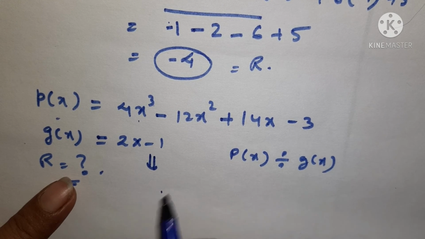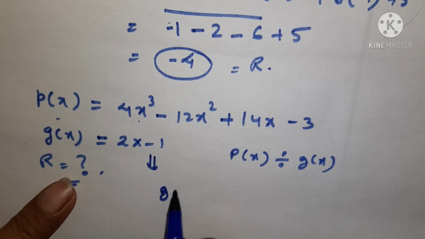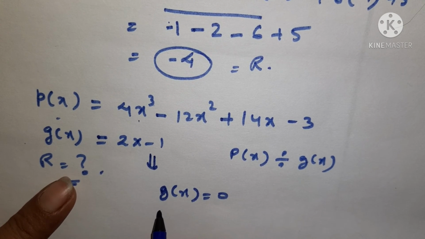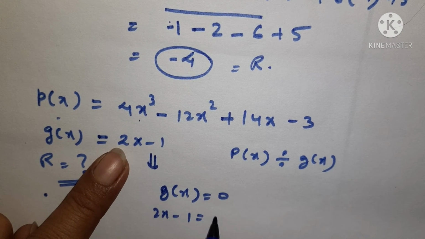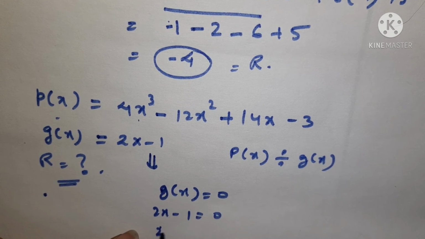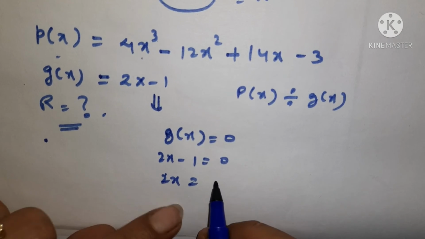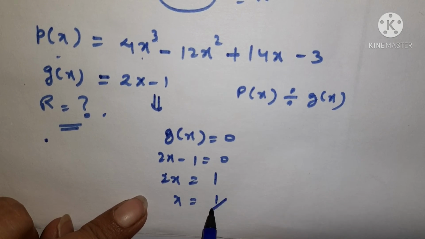To get the root, the zero of this polynomial, we just make it equal to 0. So g(x) becomes equal to 0. It means 2x minus 1 will be equal to 0. So the value of x will be: 2x will be equal to 1, so x will be equal to 1 upon 2.